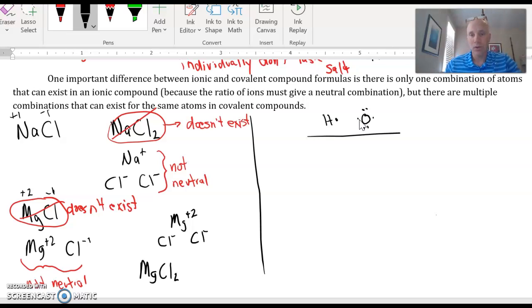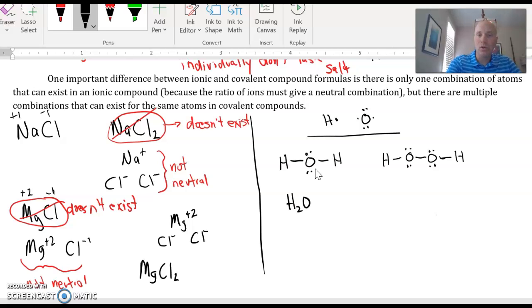One combination of these would be one that you're really familiar with. If you combine 2 hydrogens with an oxygen like this, you get this compound right here, and the formula for that would be H2O. But another combination you could get is if you took 2 of the oxygens, combined them in the middle, and then put a hydrogen on both sides of that, and that would be H2O2.